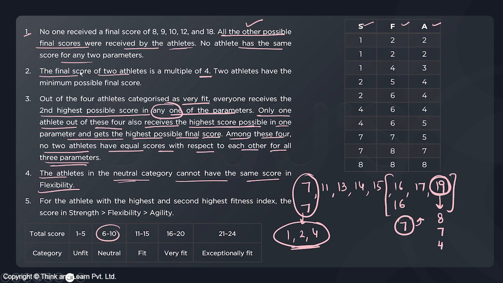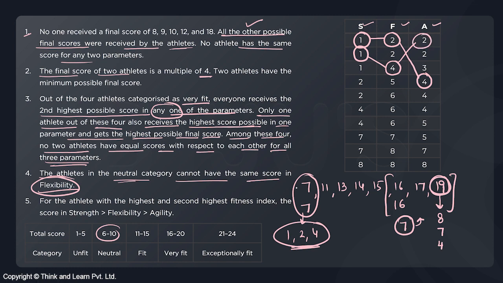3 is written only once in all the scores. So these two people must have got a score of 1, 2, 4 and they cannot have the same score in flexibility. Now, no one can have 1 in flexibility or agility. So both of them must have got a 1 in strength only. But one of them got a 2 in flexibility. One of them got a 4 in flexibility. The one who got a 2 in flexibility must have got a 4 in agility. And the one who got a 4 in flexibility must have got a 2 in agility.